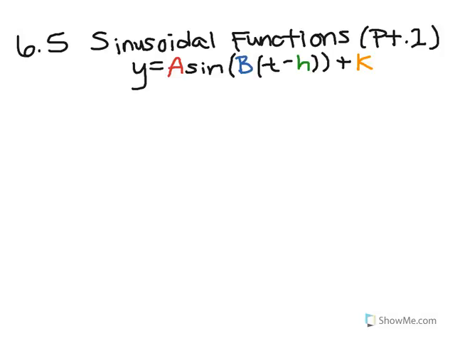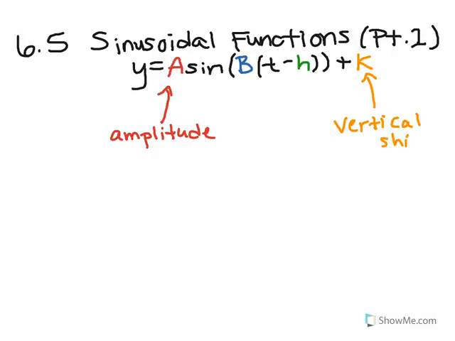For instance, we already know what a is because of our previous lesson. A stands for the amplitude. And amplitude is very simply the distance from the midline to the highest or lowest point of your function. And then we learned about k, which was our vertical shift. This is what moved my graph up and down.